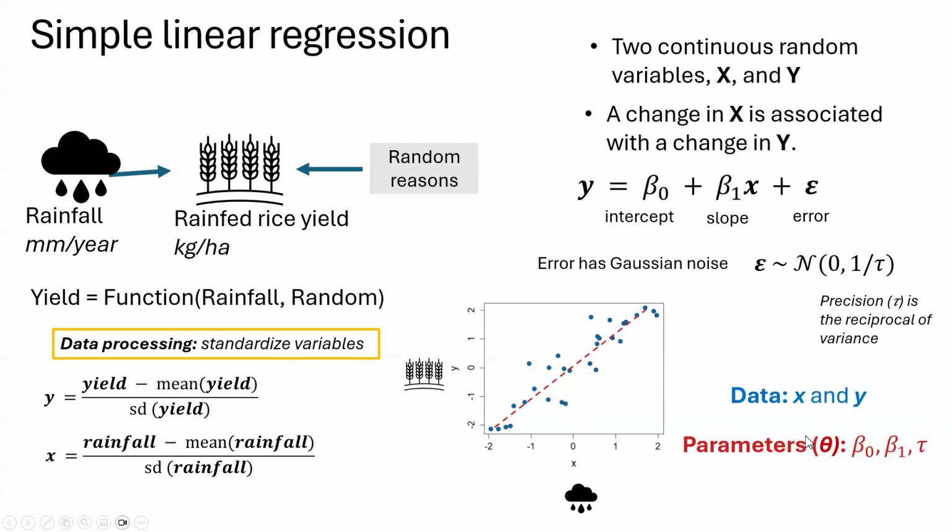All right. So we now have our data, x and y, and we have a set of three parameters that we're going to be trying to estimate. And these parameters describe both the effect of rainfall on yield and the effect of randomness on yield.